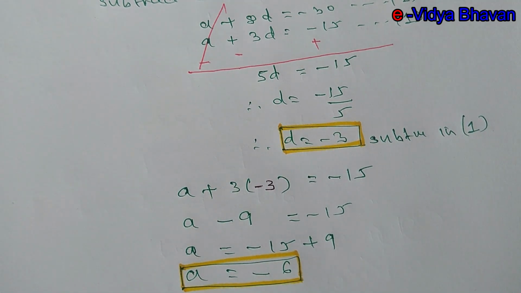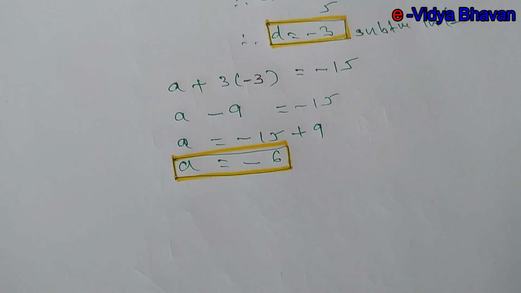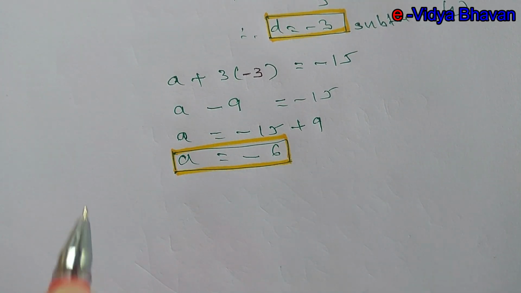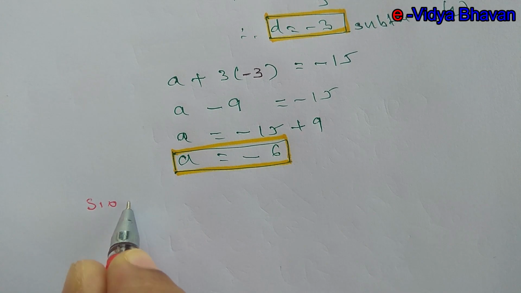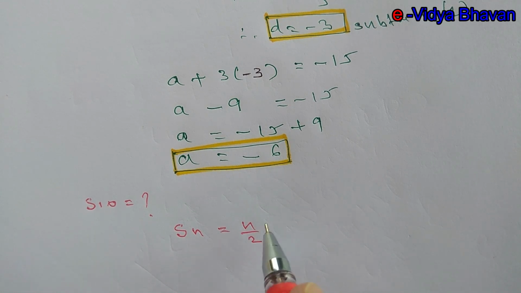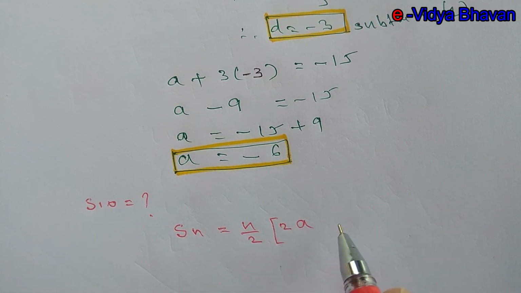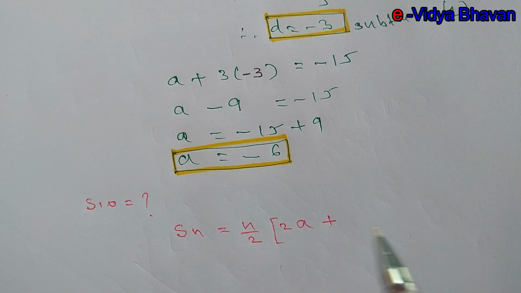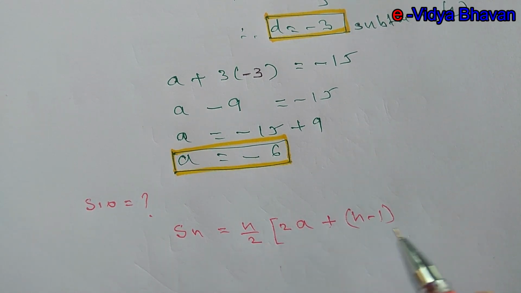Now what they have asked further, they have asked to find the sum of the first 10 terms, that is S10 they are requiring. They are interested in S10. So let us find S10. S10 is question mark. We'll write the formula for Sn. Sn equal to n upon 2 into 2a plus n minus 1 d.